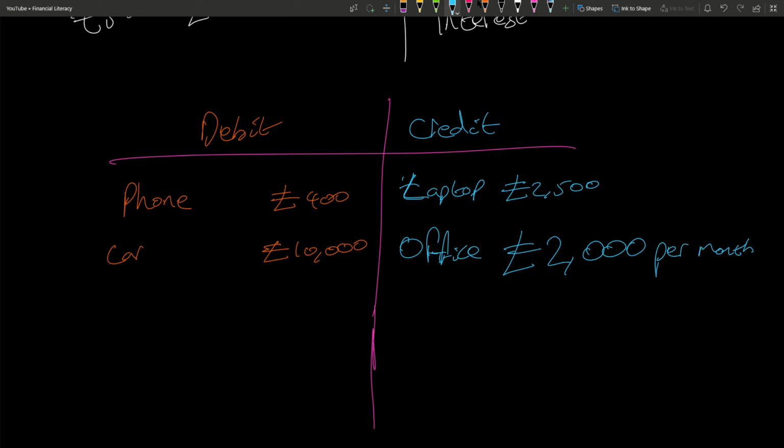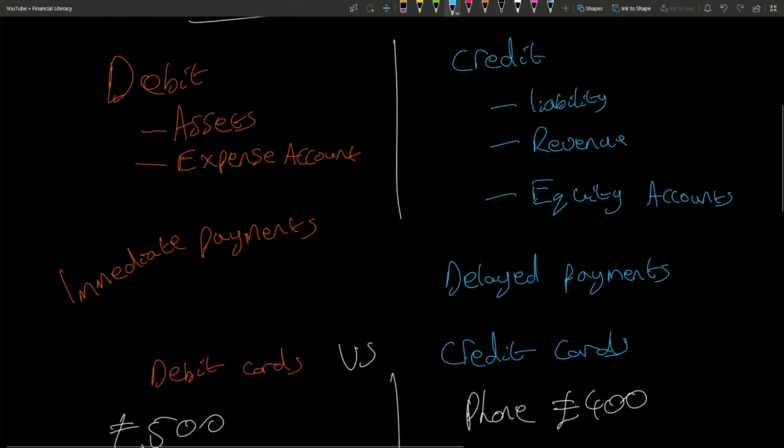So credit is always on the right. Debit is always on the left. Debit is always increasing the asset or the expense account, thus reducing the liability, revenue, and equity accounts. Credit is always increasing the liability, revenue, and equity accounts, thus reducing the assets and expense account.